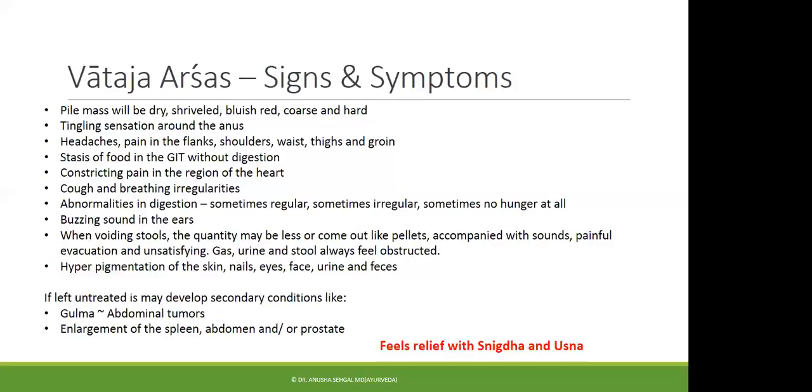So that's kind of a typical indicator that the person does have Arśas, even if the pile mass is not coming out and you can't actually see it, or the person can't actually feel it, but that tightening of the anal opening indicates that they're very much on their way to having this, or they already have it. Okay? So again, there'll be constricting pain in the region of the heart, and that just indicates that, again, Vata is moving upwards and it's moving very sporadically.